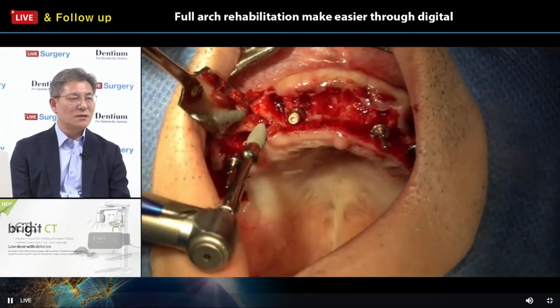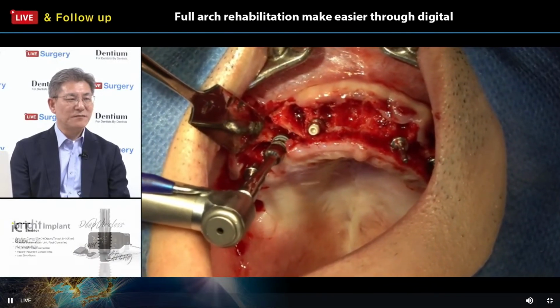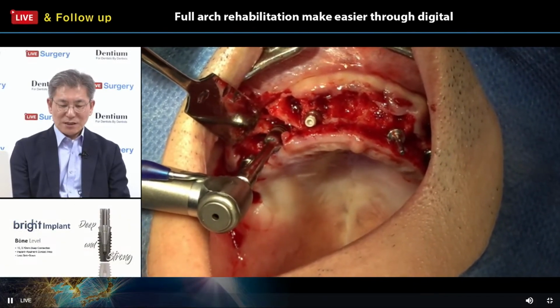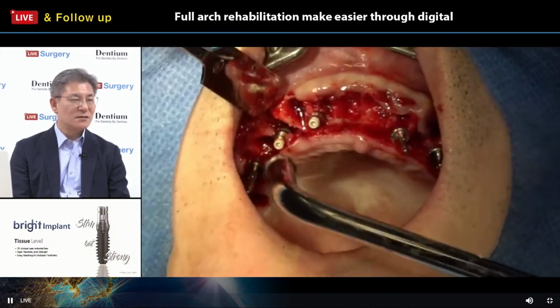And another one, number 14 area, between 14 and 15, 3.5 diameter, 9 millimeter length.